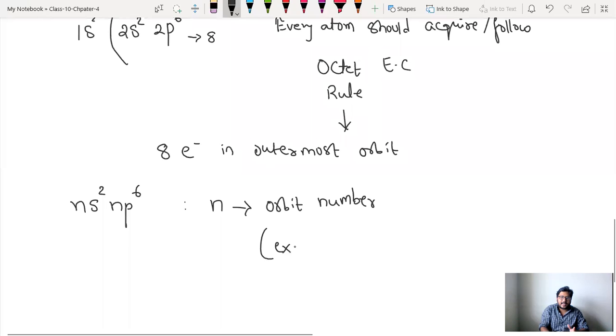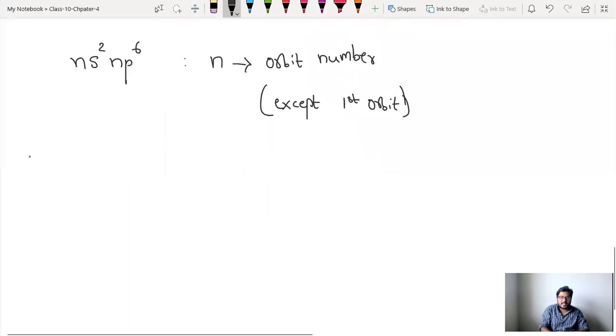Exemption is there, except first orbit, isn't it? Now let us check whether all stability elements are following it or not. What are stability elements? Helium, neon, argon, krypton, xenon and radon, right? Helium atomic number is 2, neon atomic number is 10, argon atomic number is 18, krypton atomic number is 36, 54, 86 we have. Let us check this.